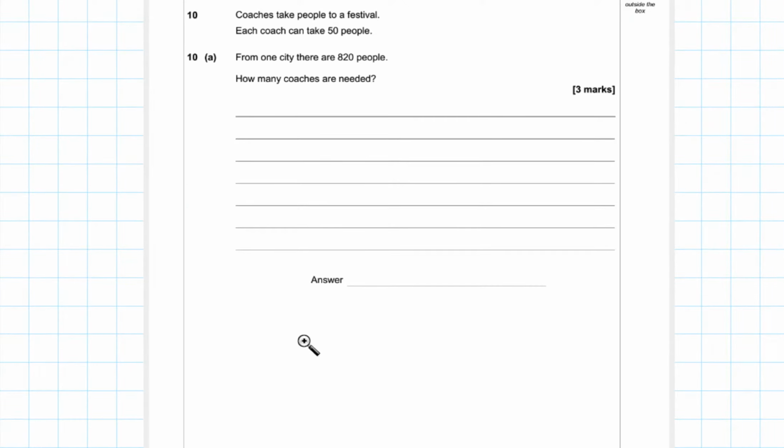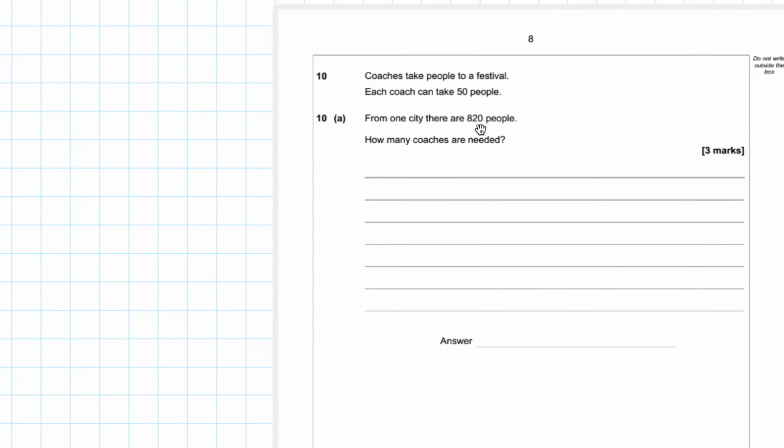Question 10. Coaches can take people to a festival. Each coach can take 50 people. From one city there are 820 people. How many coaches are needed? So there's lots of ways. The longest way is obviously trial and error, putting in different values and calculating how many coaches you need. The other way is long division.